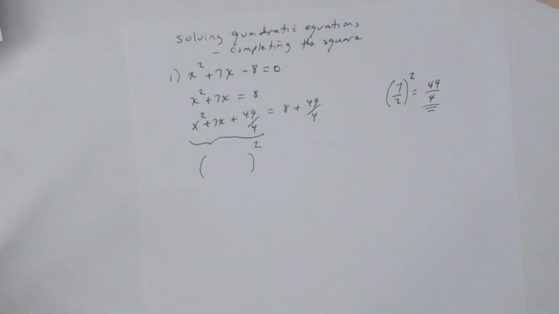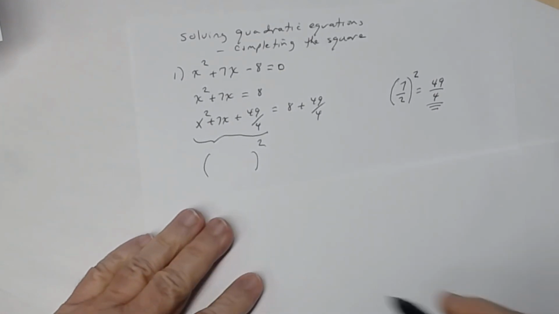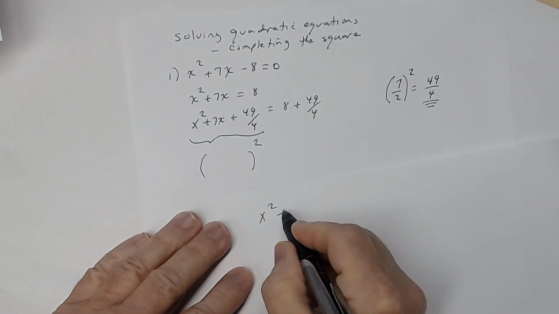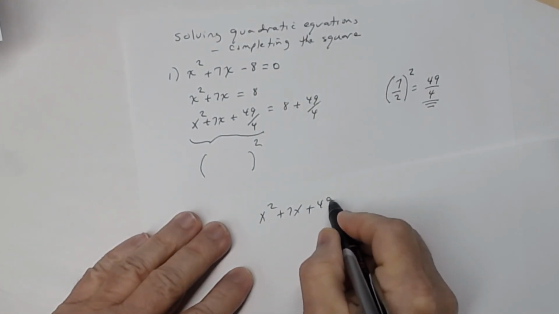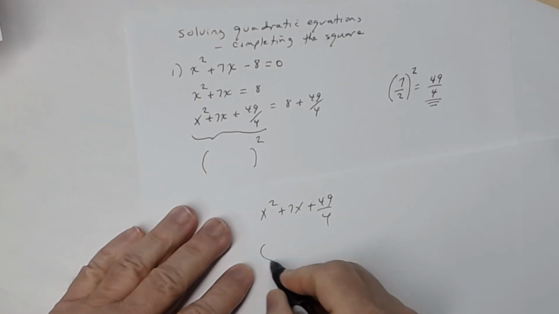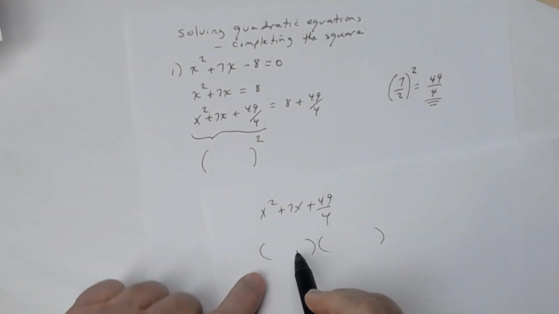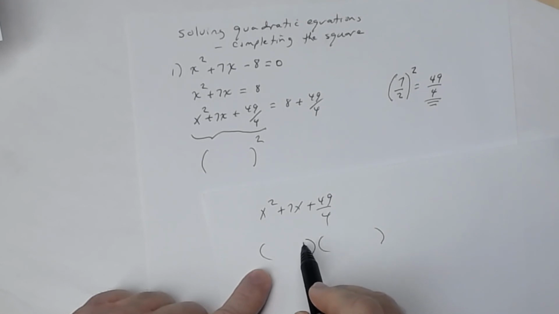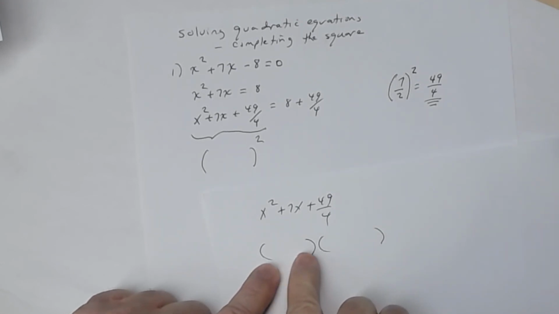All right, so remember what that means. I'm going to rewrite it over so I can show you. When I factor this perfect square trinomial right here into two binomials, what that means is that this binomial and this binomial are going to be exactly the same.